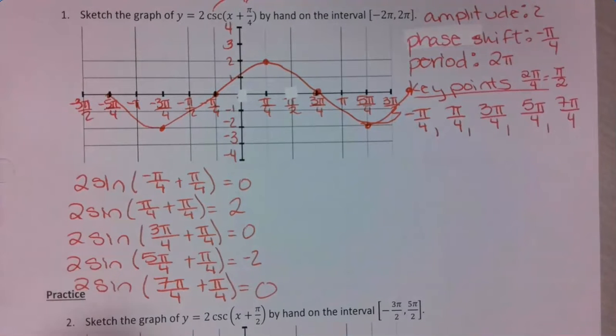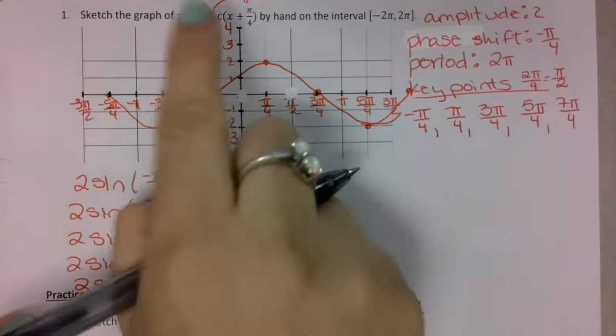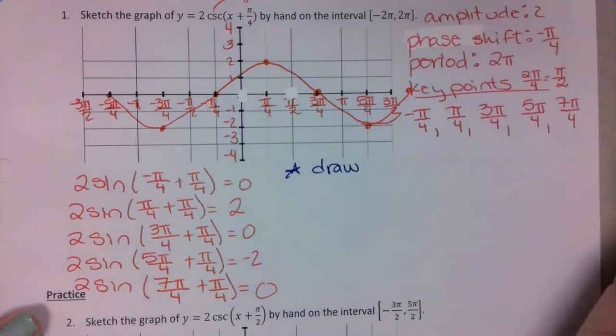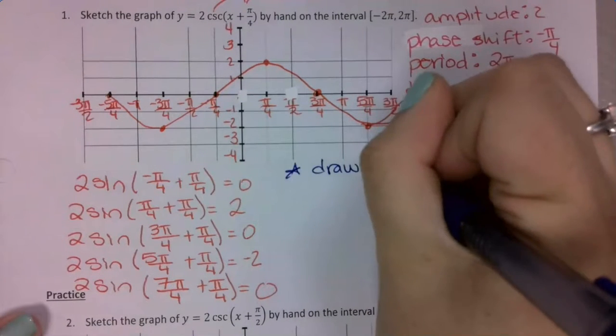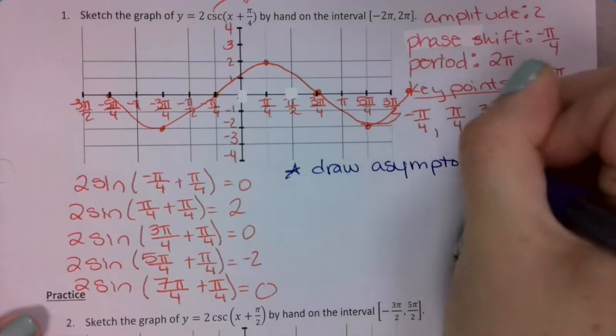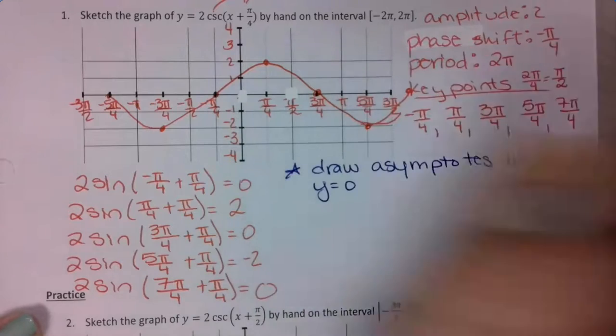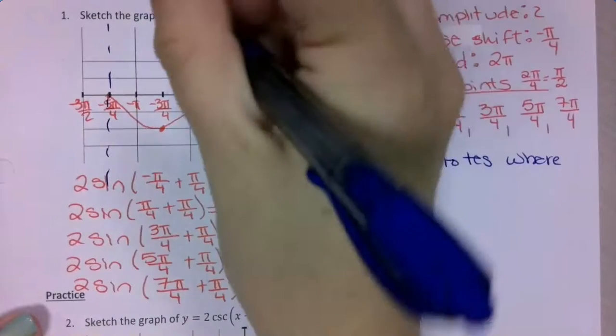Okay. So then what I want to do next, after I've graphed sine, because remember this real equation was not to graph sine, it was to graph cosecant, is I am going to draw asymptotes where y equals 0. So everywhere I have y equaling 0, I'm going to draw an asymptote.